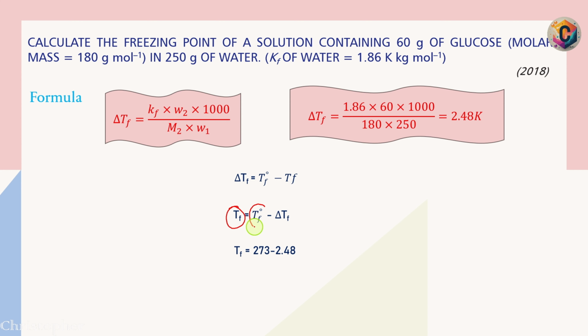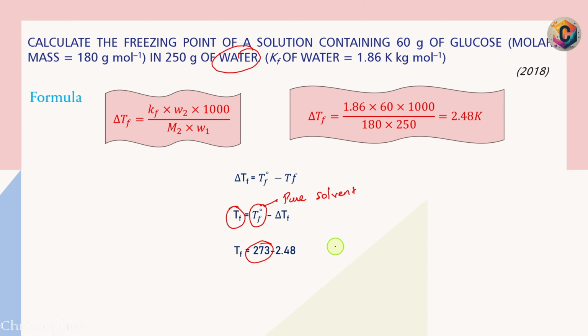And then what is this Tf naught? Naught means it is pure, so pure solvent. Clear? So here, what is the solvent we use? So you know that the freezing point of water is 0 degrees Celsius. Got it? But here you have to substitute all the values in Kelvin.